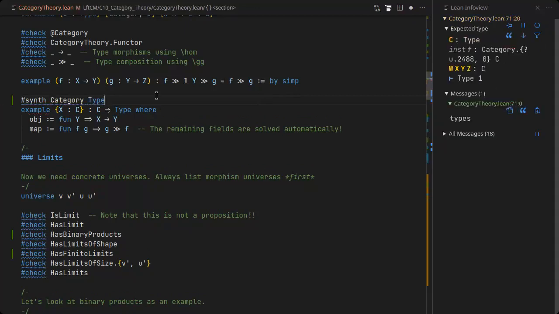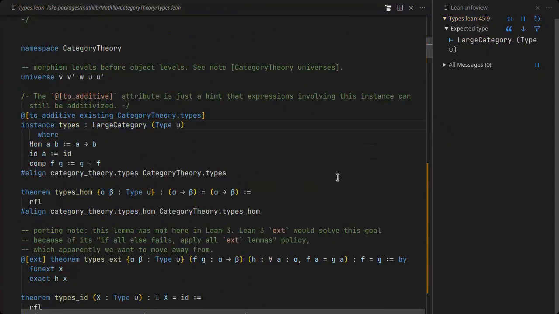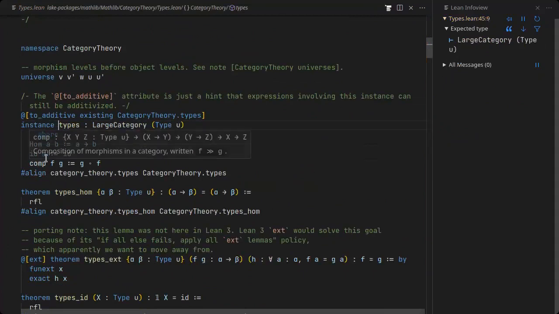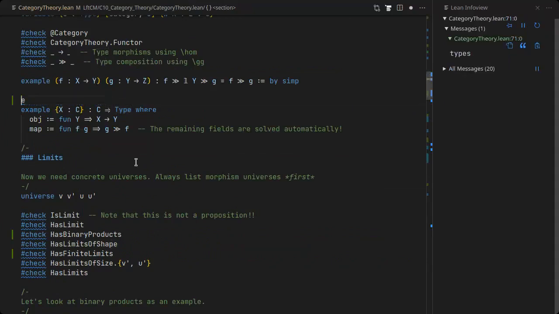type. Okay, it's called types. It's a large category. Yeah, and that's the point where you see that comp fg is defined as being G composed with F. And that's pretty much the only category where the associativity and the identity laws hold really strictly, because G composed with F composed with H really associates strictly within Lean. But yeah, that's just as a side remark.